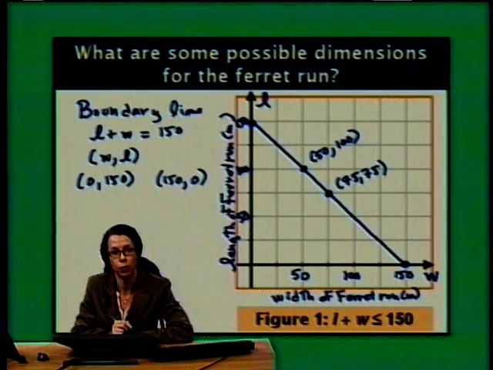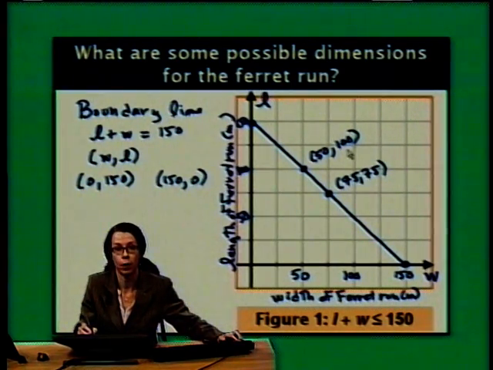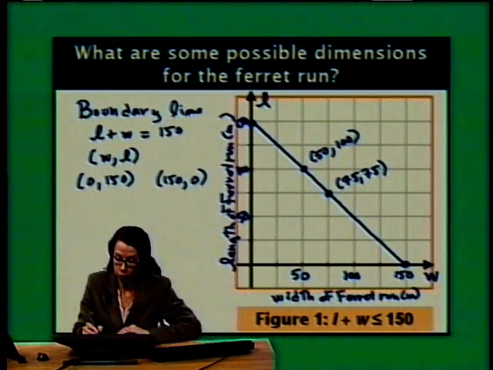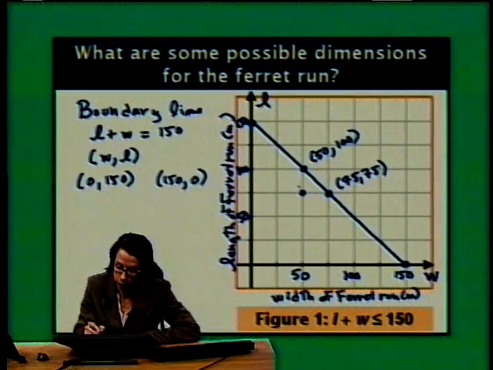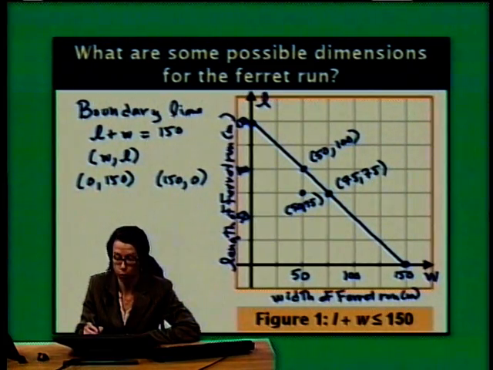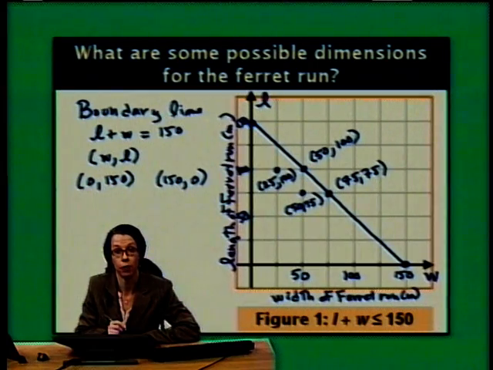But suppose I didn't want to use all of it. I wanted some left over for another project. Well, there are a couple of other points that I could choose. For example, here I have a width of 50 and a length of 100. If I decrease the length, I will be using less fencing. So if I decrease the length, for example, if I choose the point (50, 75), I won't be using as much fencing. I could also start at the point (50, 100) and decrease the width. For example, if my ferret run is only 25 meters wide and 100 meters long, I'll be using less fencing.